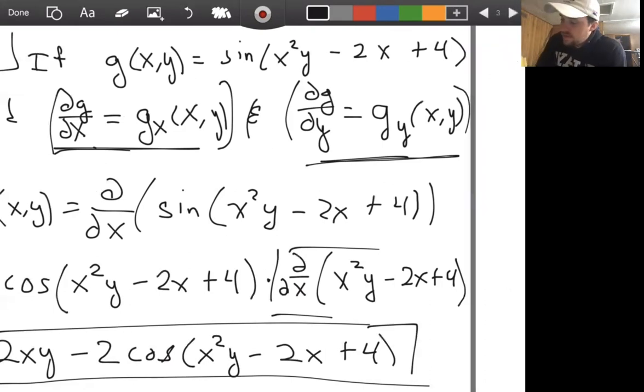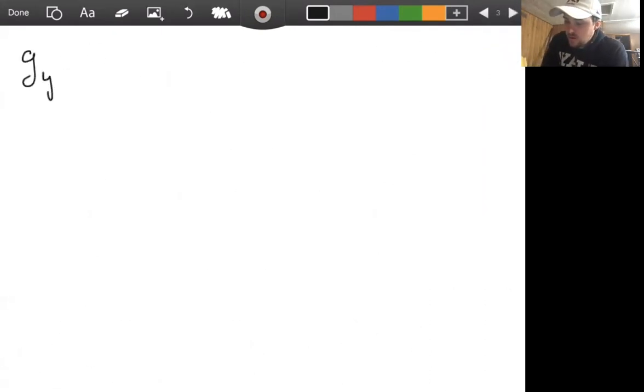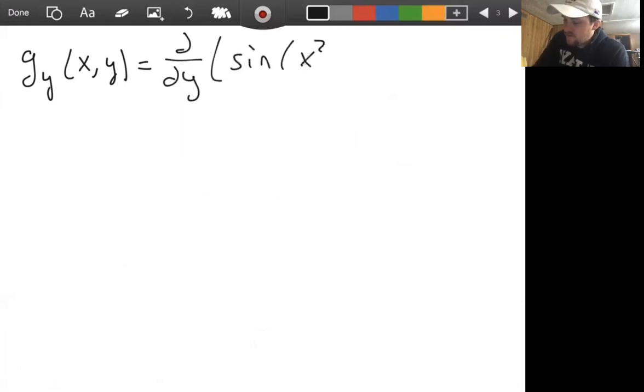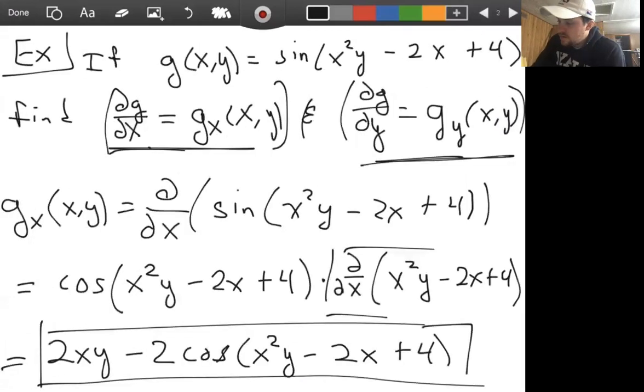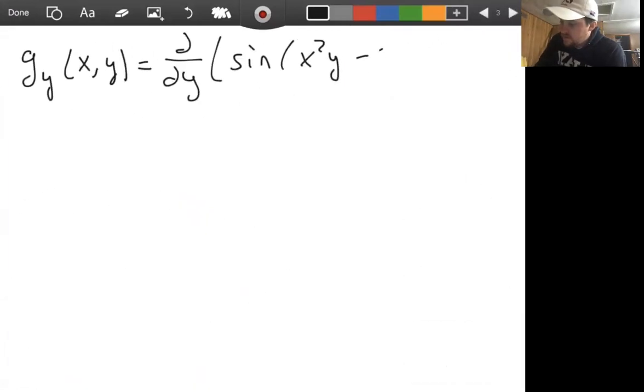Let's calculate the y partial derivative, g sub y of x, y. Well, this is going to be the partial derivative with respect to y of sine of x squared y minus 2x plus 4.